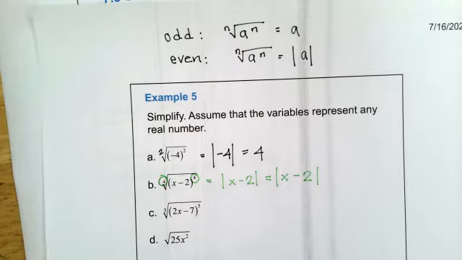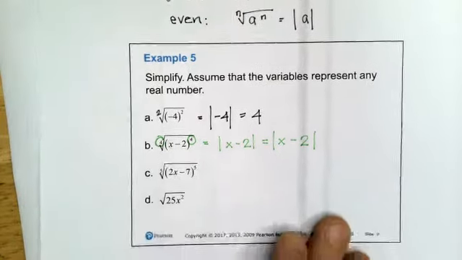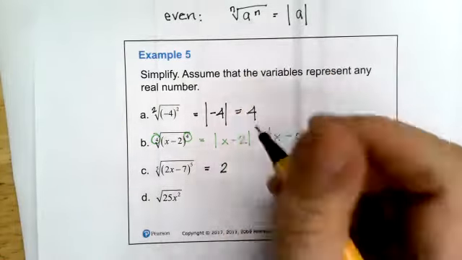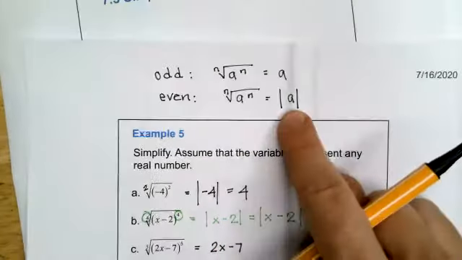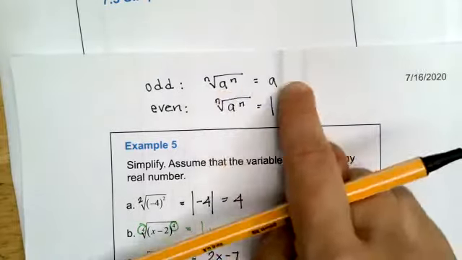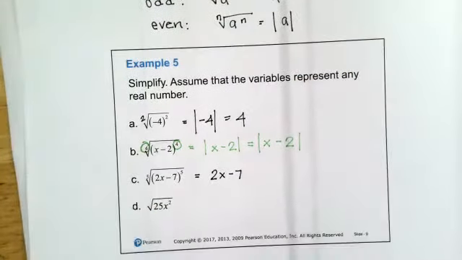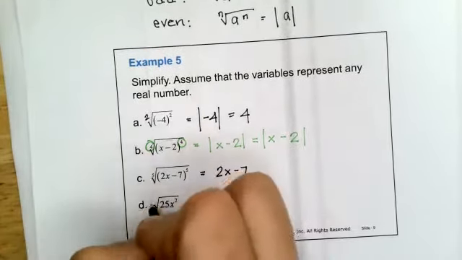All right. Now, letter C is the fifth root of 2x minus 7 to the fifth. The root of 5 and the exponent of 5 undo each other, and we just get 2x minus 7. It's not in absolute value bars because it's an odd number, 5. Good.